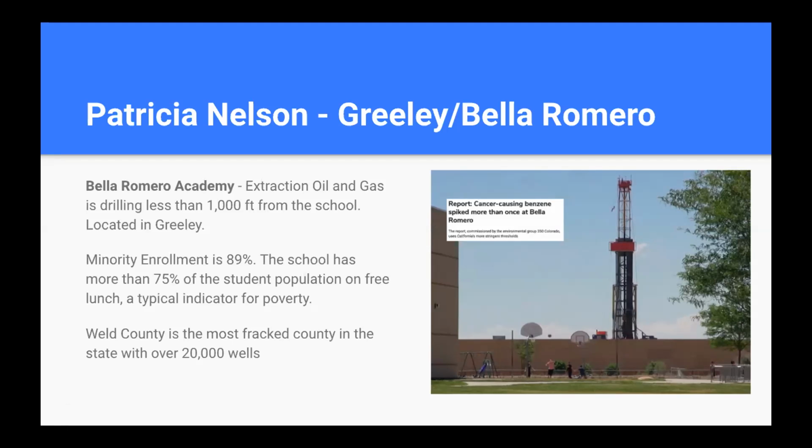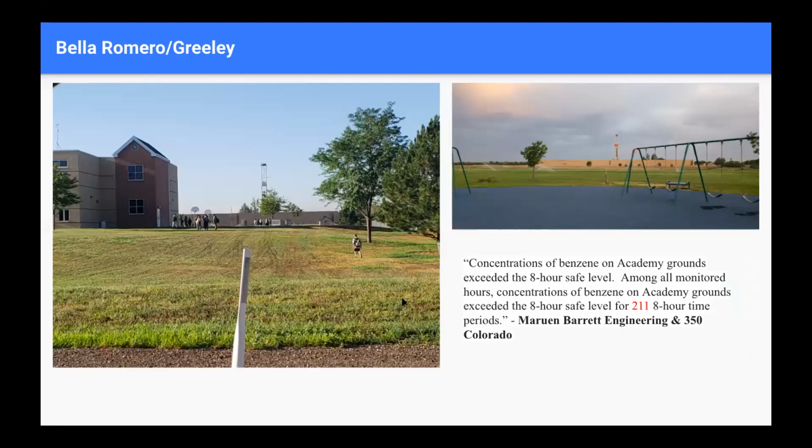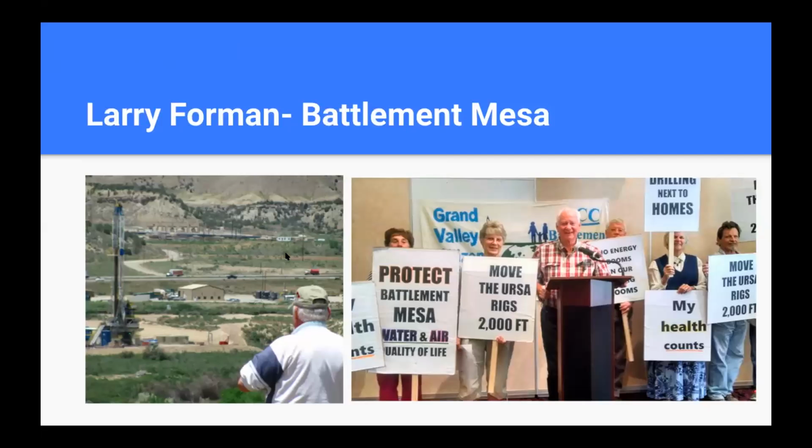This is also an extremely controversial site because it is a clear example of environmental racism and is taking place in Weld County, which is the most fracked county in the state with over 20,000 wells. A 350 Colorado report that we commissioned showed that when you look at the 8-hour levels of benzene exposure, there was air quality monitoring equipment at Bella Romero for a while, and children at the school were exposed to benzene, which is a carcinogen, at levels that exceeded the 8-hour safe level, which is what California uses, over 211 times during the monitoring period, and it's that close to the school.